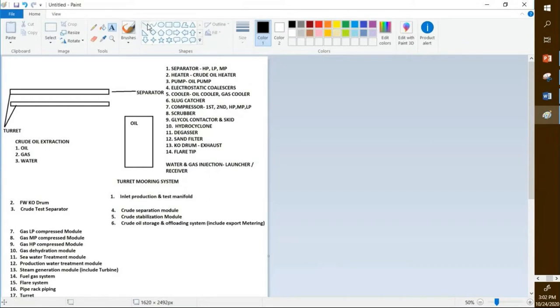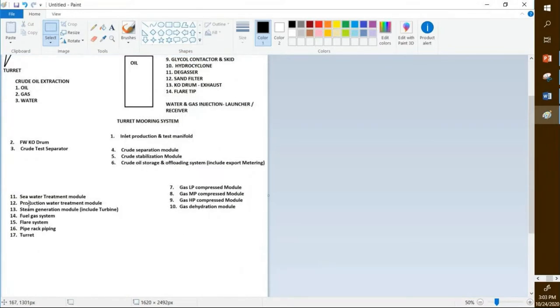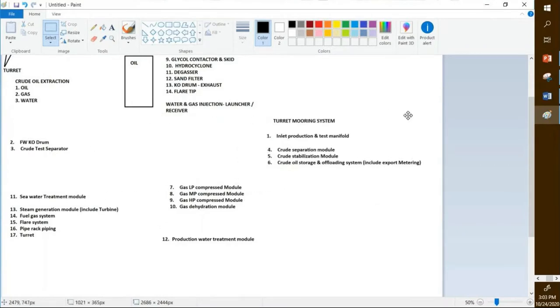And then these modules, the gas LP, MP and HP and the dehydration module, this is another set of modules. Here some equipment arrangement will be there. We can consider this as the first stage, the second stage and the third stage, like that we can tell. And then the produced water treatment module is another module. That means the arrangement we can tell.